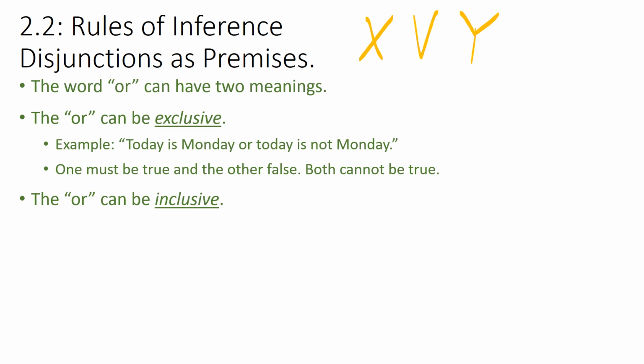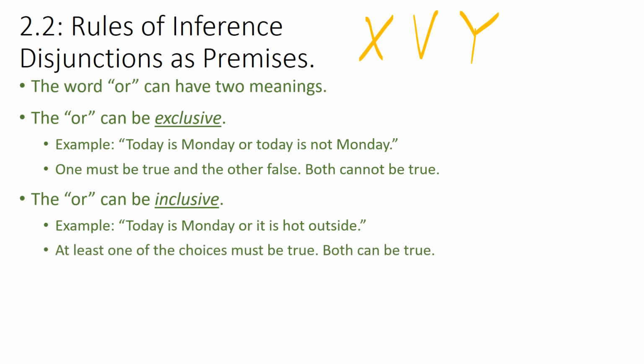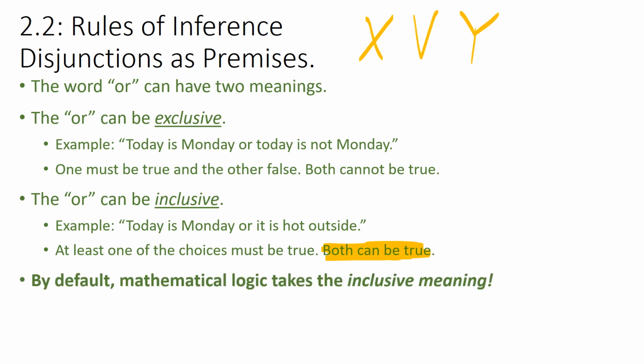But on the other hand, the or can be inclusive. For example, today is Monday, or it is hot outside. At least one of the choices must be true. However, both can be true. It can be Monday, and it can be hot outside. And this is very important. By default, mathematical logic takes the inclusive meaning. Always, always, always. It's always the default in how we interpret the or.